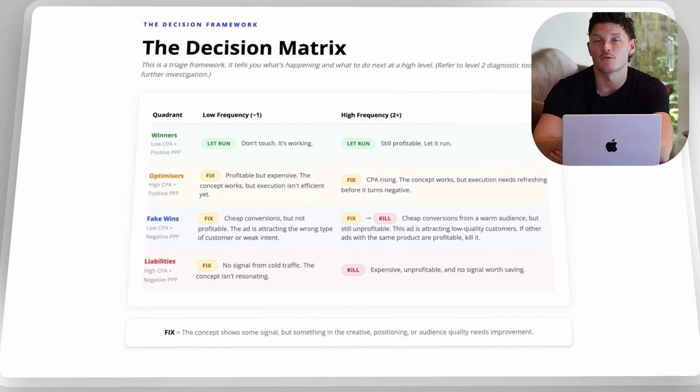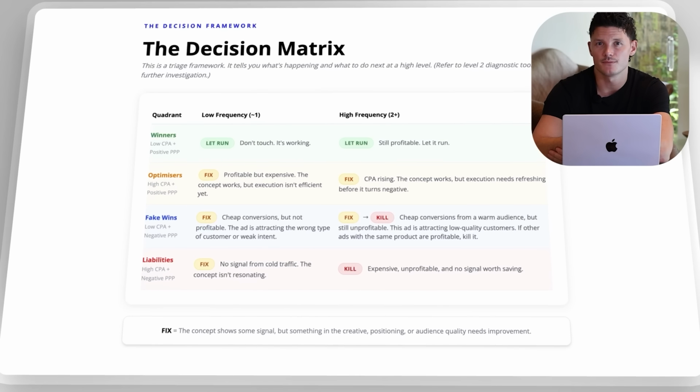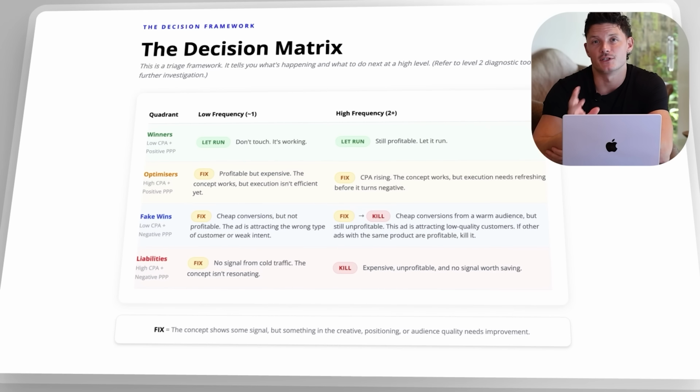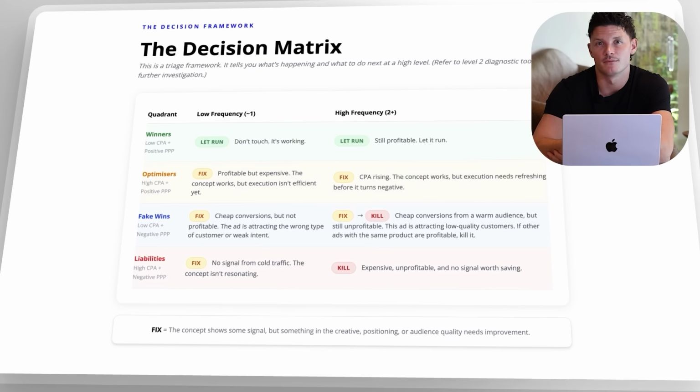These are usually profitable retargeting ads. The audience is small. You can let these run for cash flow, but if you want more scale, you probably have to introduce a new concept to reach new people. Then you have fake wins with low frequency. Cheap reach, new people, but the ad isn't converting profitably.